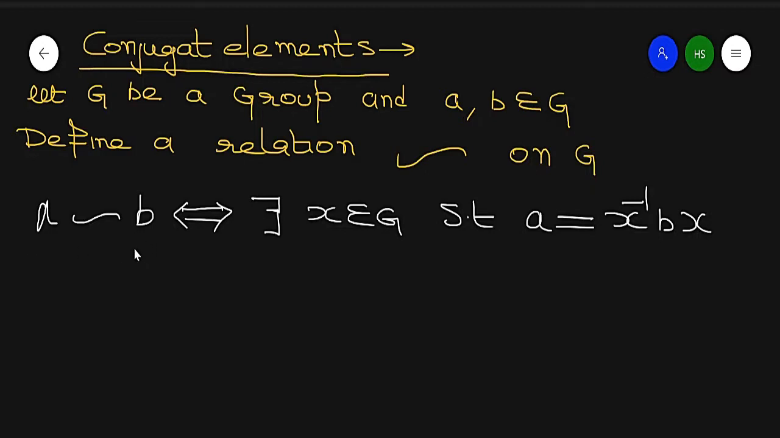So A is conjugate to B if there exists an x belonging to G such that A equals x inverse Bx. This element is our conjugate element. Now this conjugate relation on G is an equivalence relation. My next step is to prove that this relation is an equivalence relation.